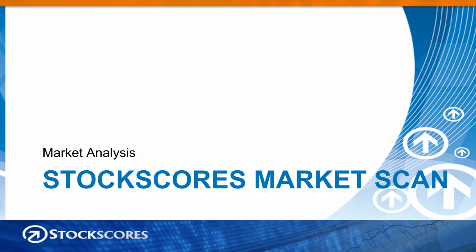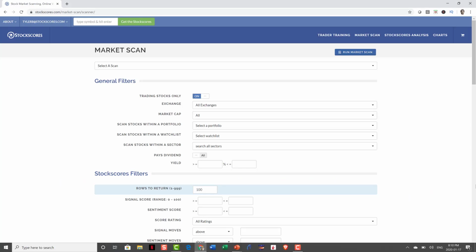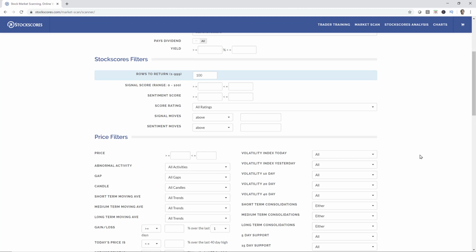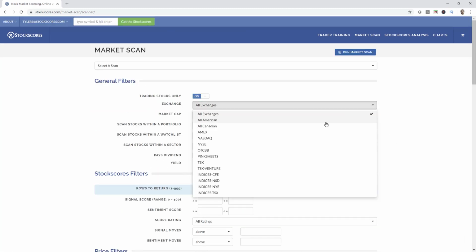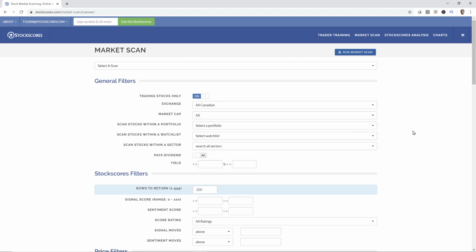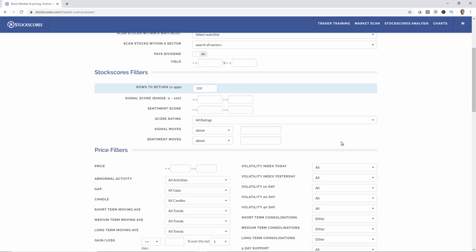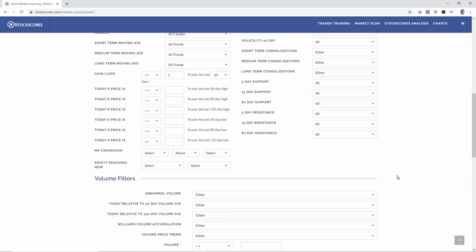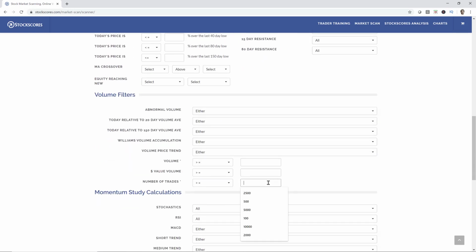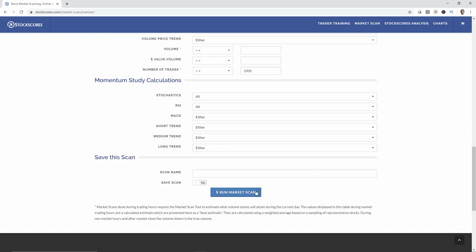opportunity. What I like to show people is that there's all these different filters here. And if you are a member of Stockscores, you have access to this tool. So let's build a little scan on the Canadian market because it's been particularly strong the last little bit. So I'm going to look at all Canadian stocks that are, well, let's say above $5. You can just see the flexibility of the tool here, that have gained at least 5% in the last 10 trading days. And I want liquid stocks, so let's say they have to trade at least 1,000 times a day, which for Canada is fairly liquid. And I think that's about it. Let's run the market scan, see what it finds us.